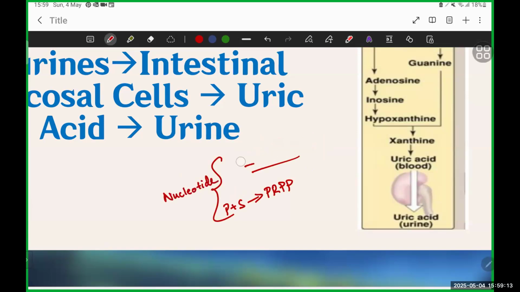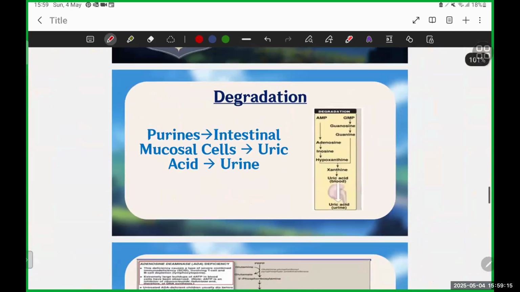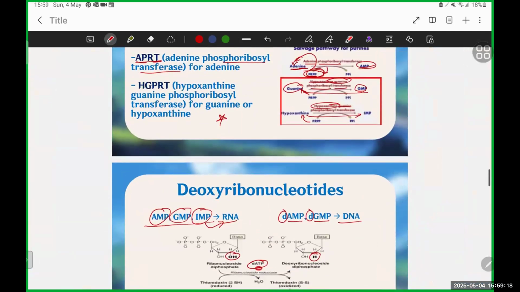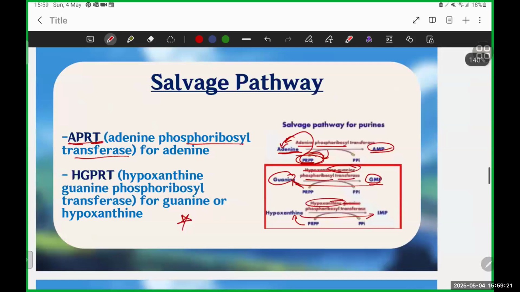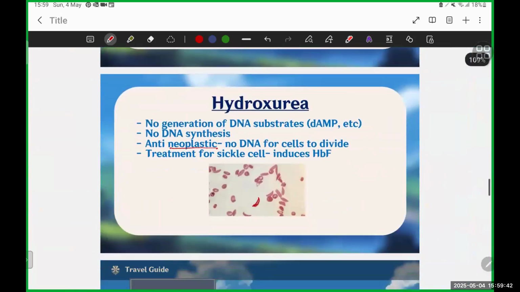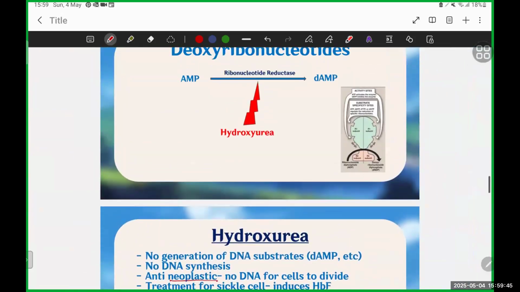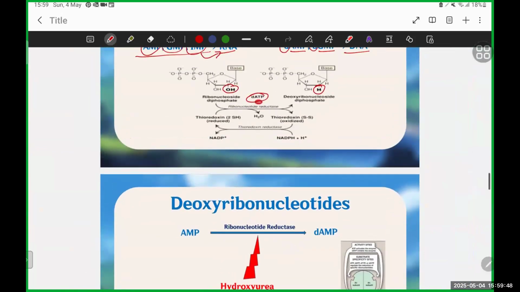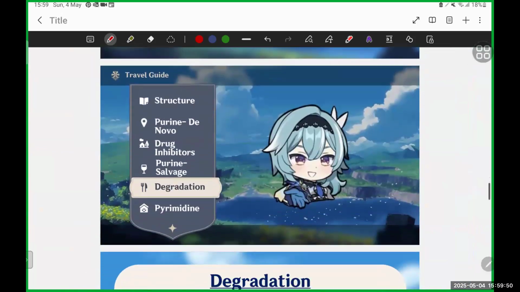Also, for adenine and PRPP, you're going to use adenine phosphoribosyl transferase. It transfers phosphoribosyl to adenine. And for IMP and GMP, you're going to use HGPRT, which transfers phosphoribosyl to guanine or hypoxanthine, whichever one you like more. And then you have this drug, hydroxyurea, for changing RNA to DNA. That's basically everything we took up until now.